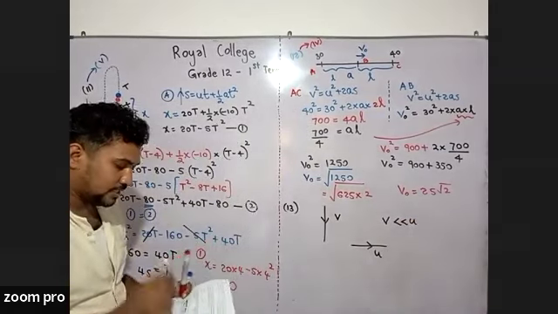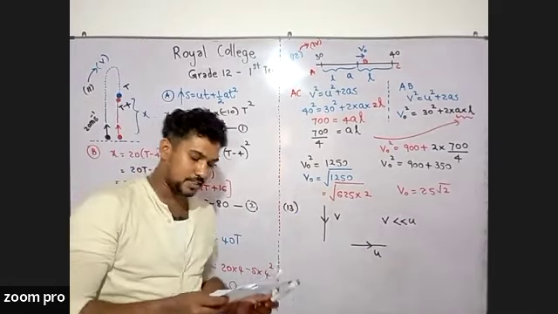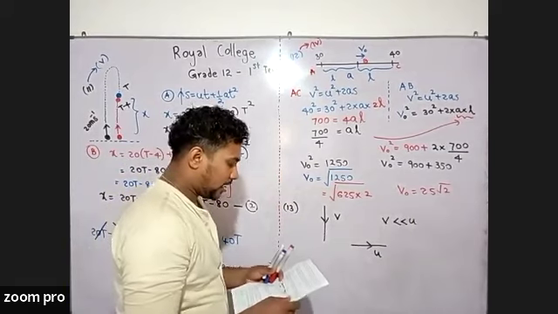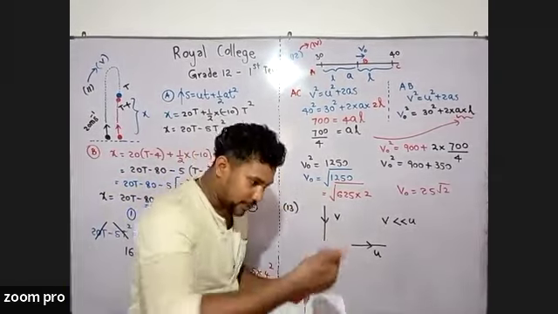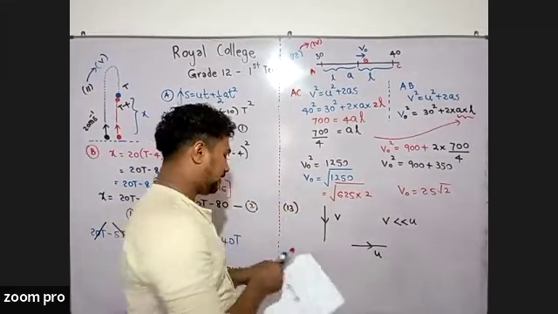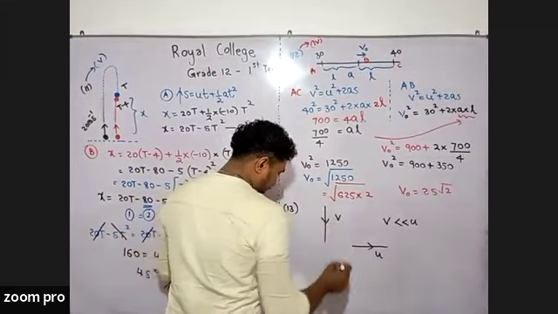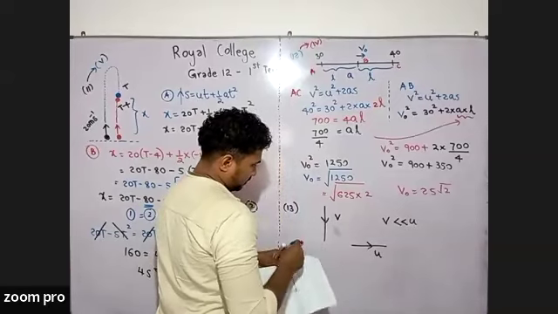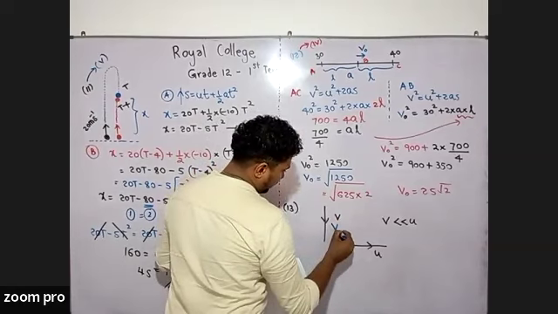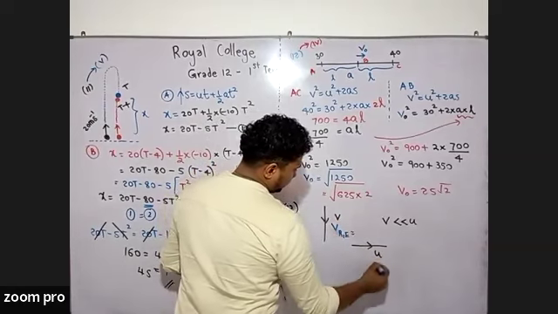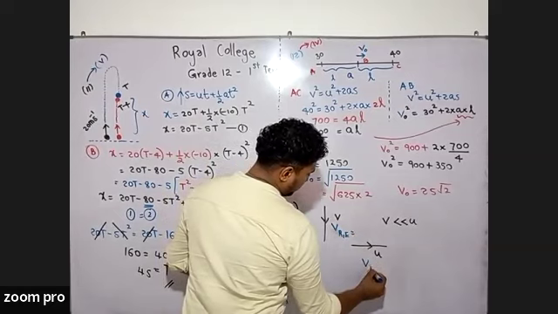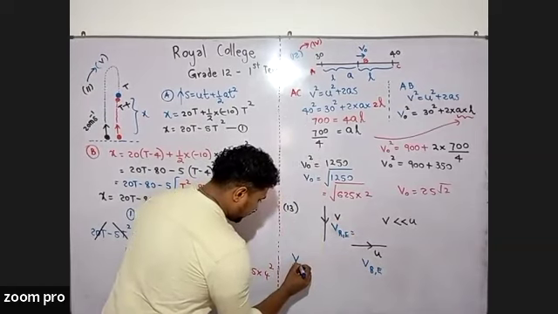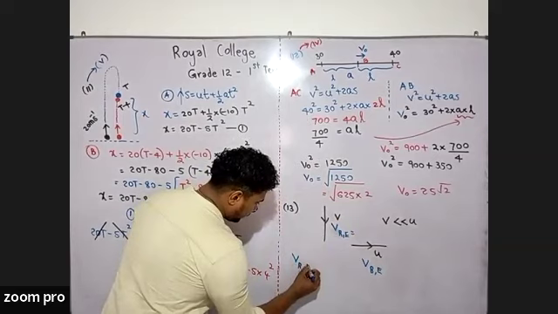The direction of the rain's velocity as seen by the passenger inside the bus is best represented, right? That means we have to find the velocity of rain relative to the bus, isn't it? So this V can be considered as the velocity of rain relative to the earth. This one can be considered as the velocity of the bus relative to the earth. Now the question is asking about the velocity of rain relative to the bus.